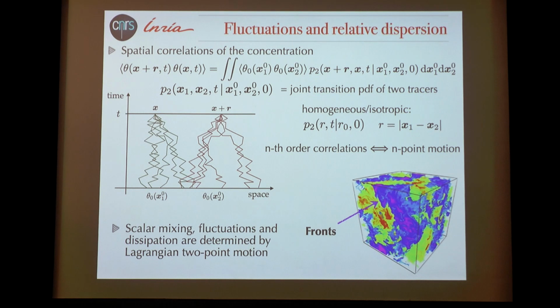So basically, all these fronts, as you see, correspond to having two trajectories coming from very different locations, coming together in a finite time, almost together. Okay, so again, fully related to the properties of this two-point transition probability.